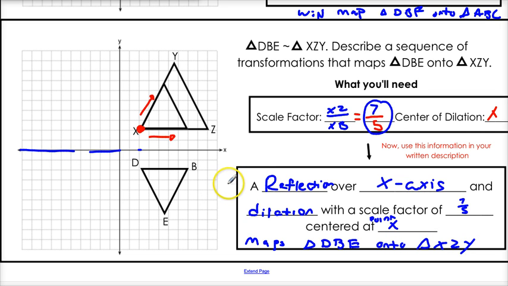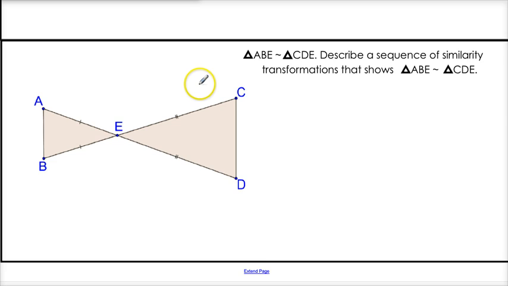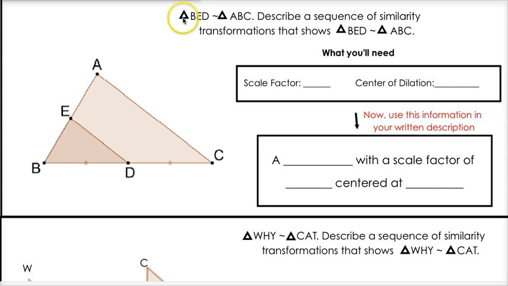Well done, guys. Should we keep rocking? Yeah, I think so. All right, now we're going to be doing it without the grid, all right? It's actually easier. You're going to like this more. So in this case, we are told triangle BED, which is this smaller guy right here, is similar to triangle ABC.